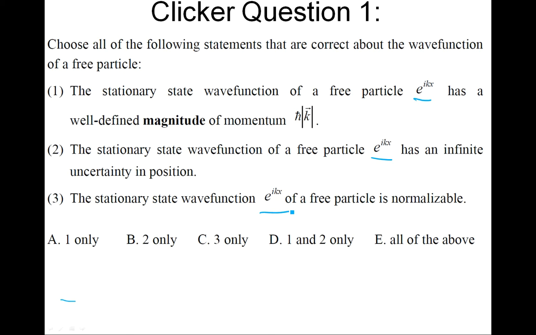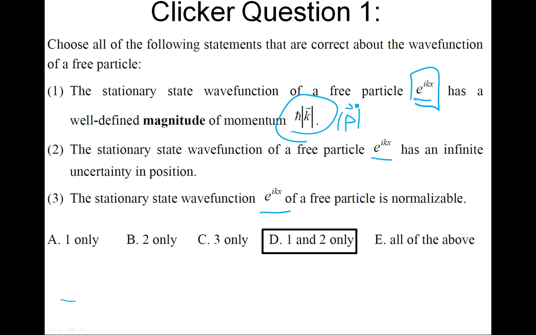So go ahead and think about this one, and we'll talk about it. Okay, so hopefully you agree 1 and 2 are correct. We just talked about how this wave function has a definite set k value, and because of that, it's going to have a definite set momentum. So the magnitude of our momentum would be h bar times k.